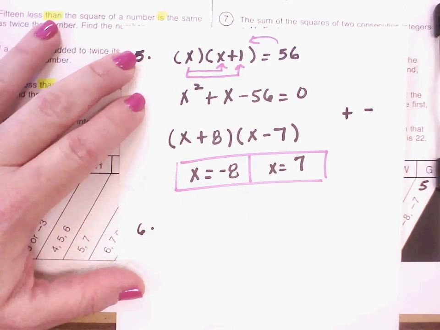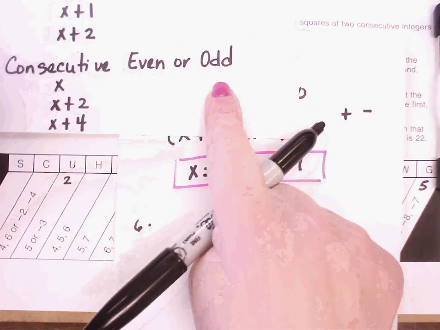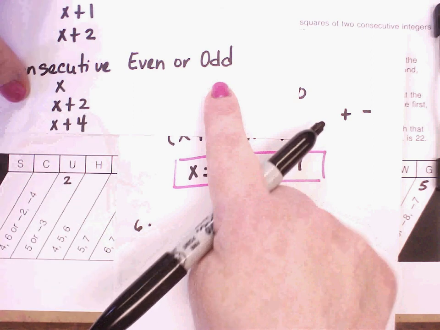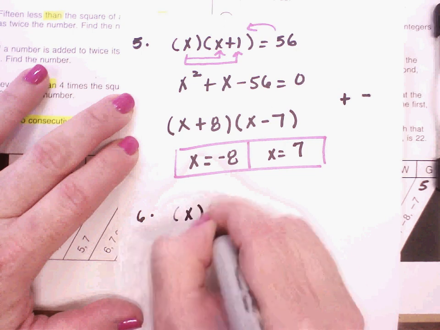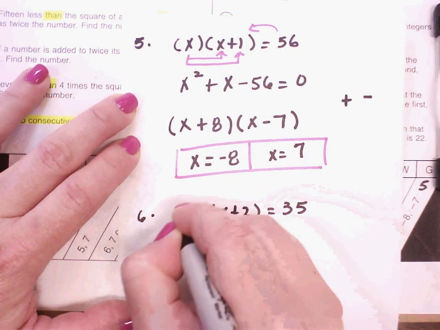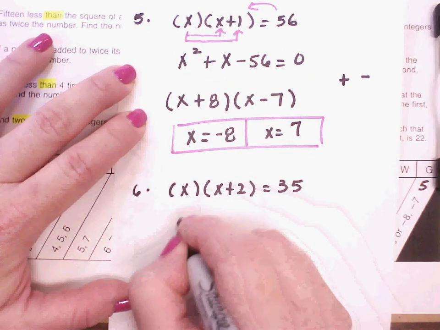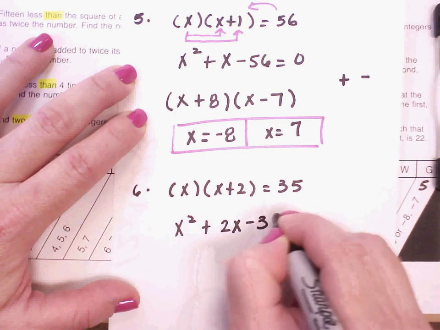Find two consecutive positive odd integers. If they're odd, it would be x and then x plus 2, and whose product, so we're multiplying them, equals 35. We're going to move on to something hard. x times x is x squared, x times 2 is 2x, and then minus 35 equals 0.